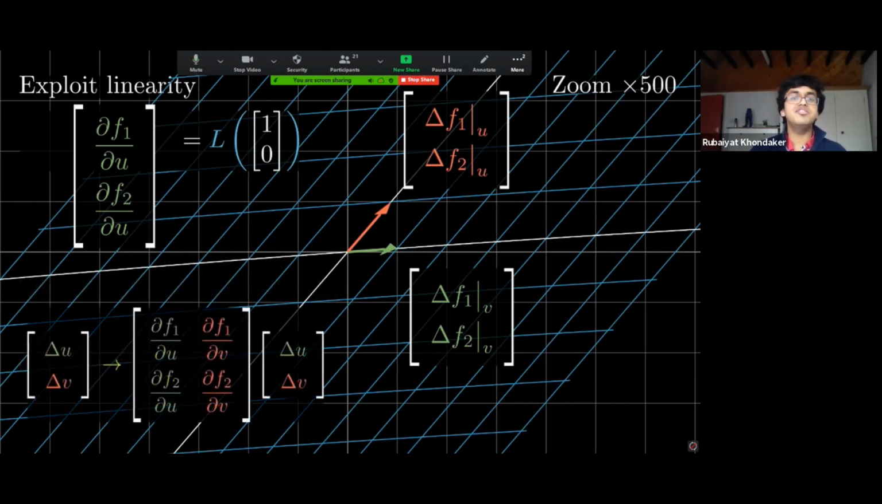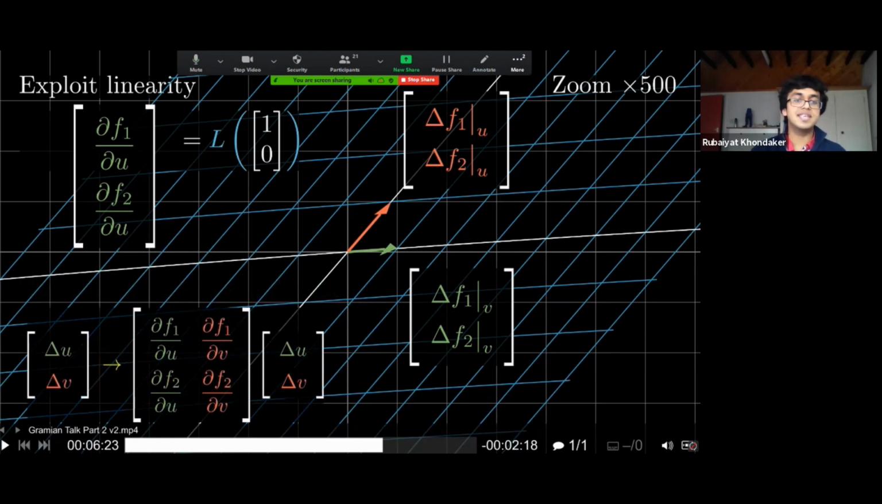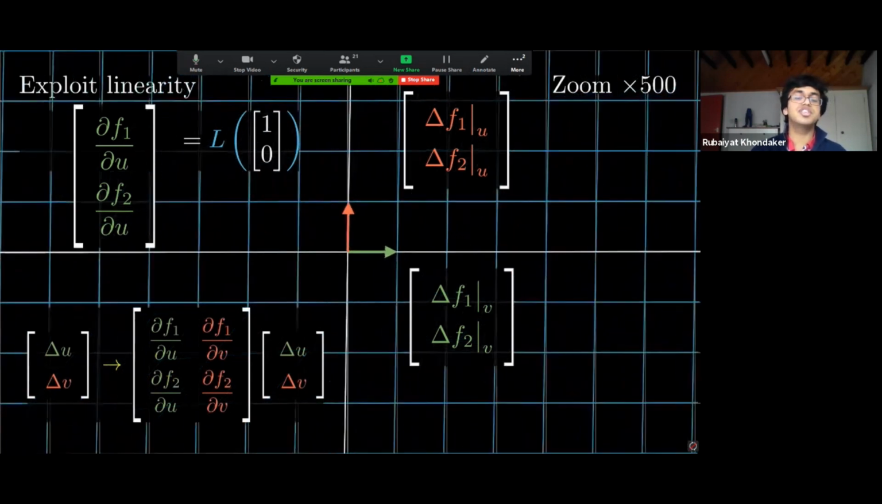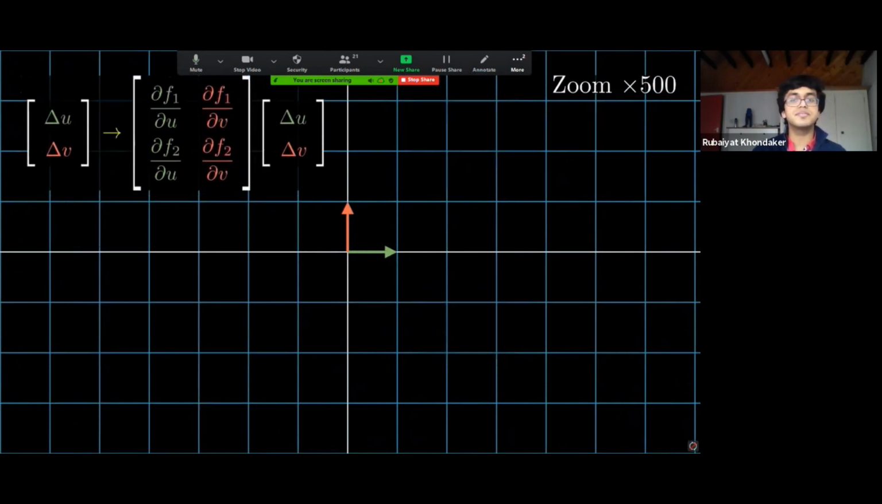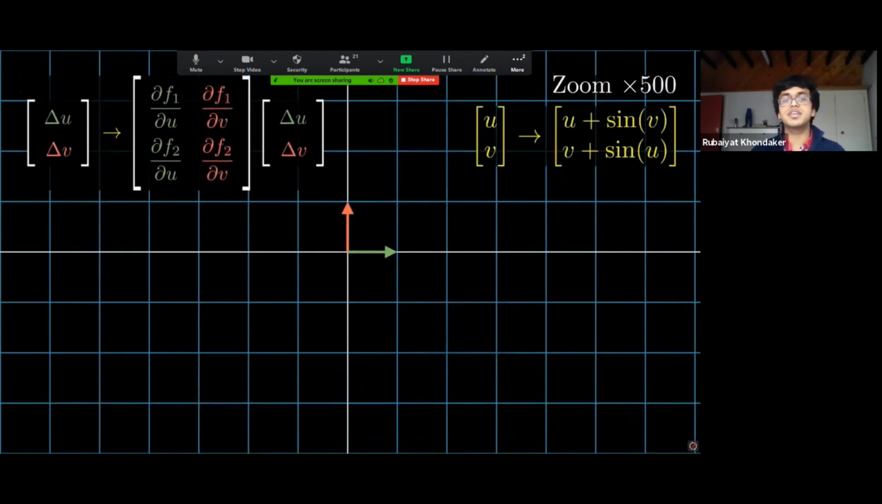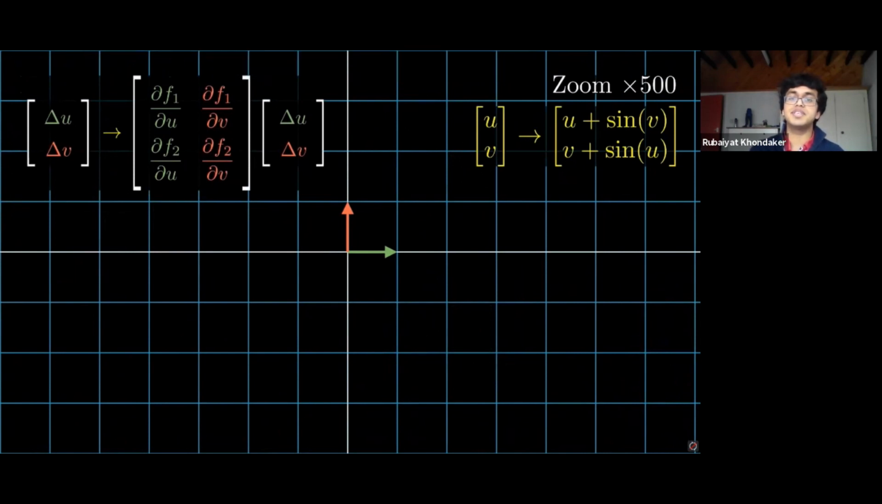So the matrix representing the transformation is this matrix of partial derivatives: partial f1 partial u, partial f2 partial u, partial f1 partial v, partial f2 partial v. And that's called the Jacobian matrix. So in this particular case, the transformation was (u, v) goes to (u plus sine of v, and v plus sine of u).